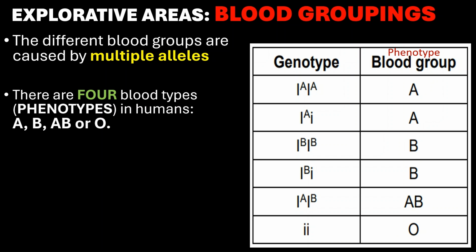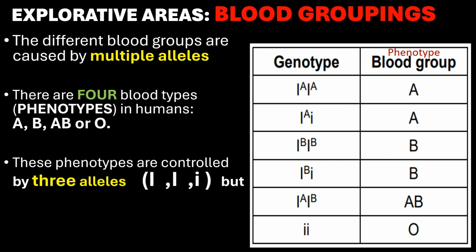Four. Check the number four. The other one: these phenotypes are controlled or determined by three alleles. Behind every phenotype, there is an allele. An allele is a different form of a gene. So behind every phenotype, there is a genotype.